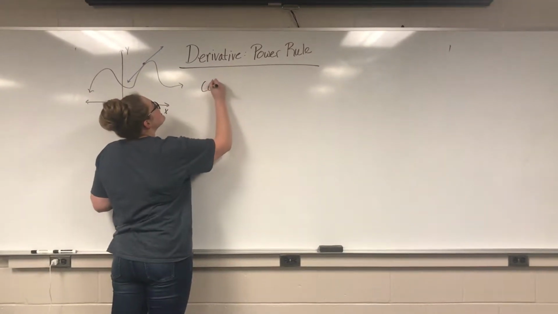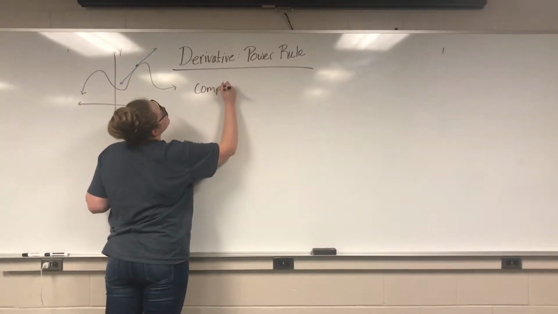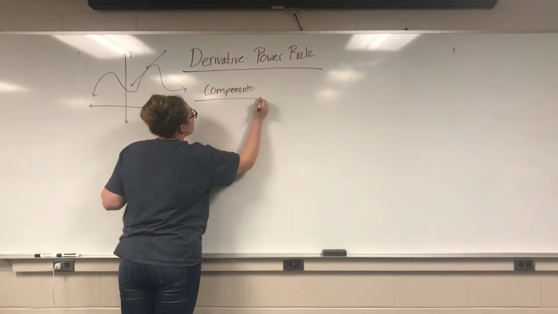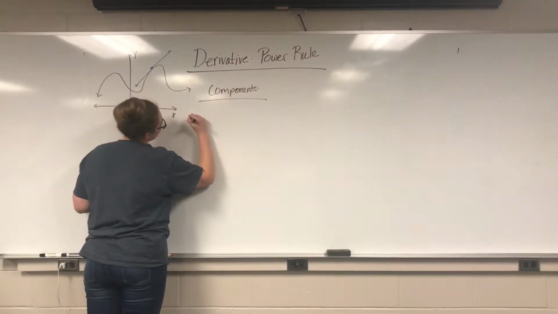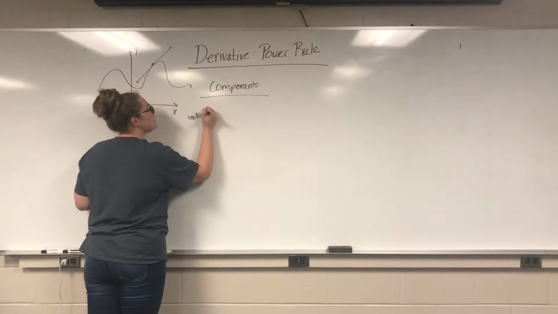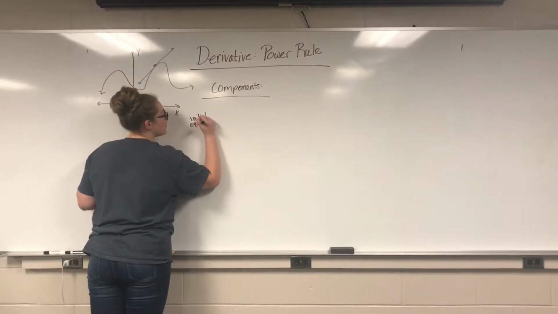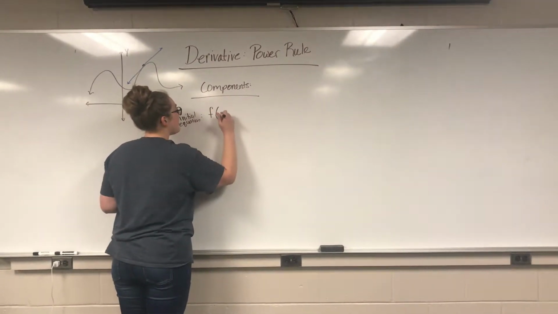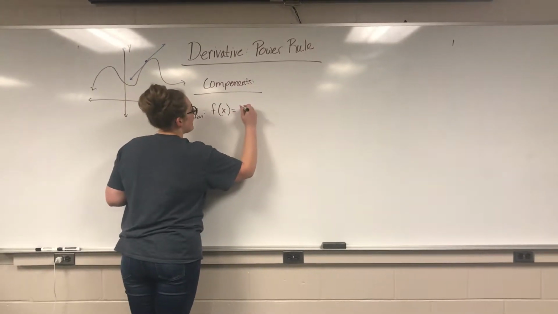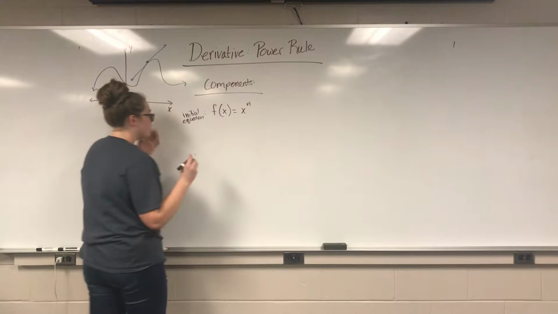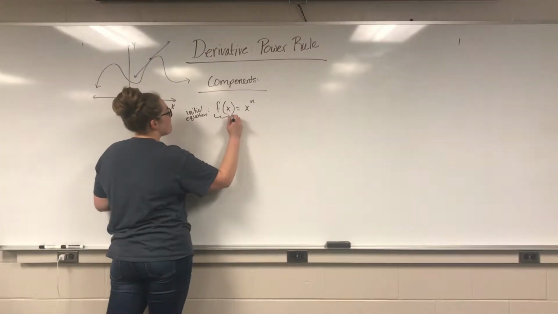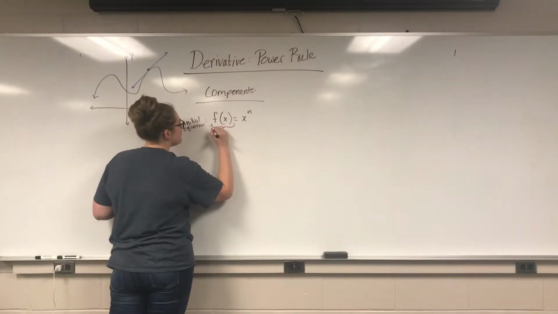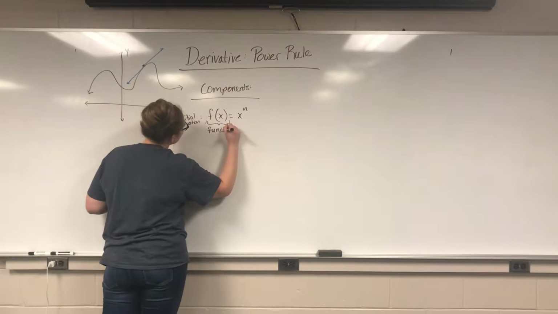So the components of a derivative for the power rule. The initial equation is going to look something like f of x equals x to the n. Now f of x just means function, nothing else.